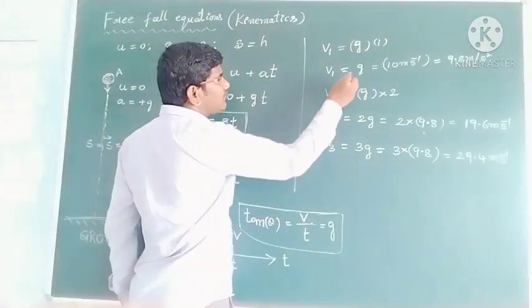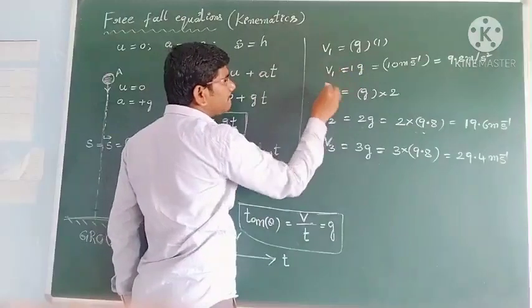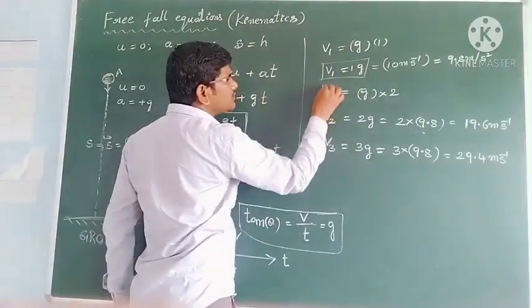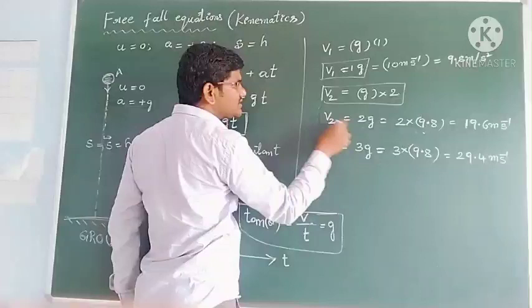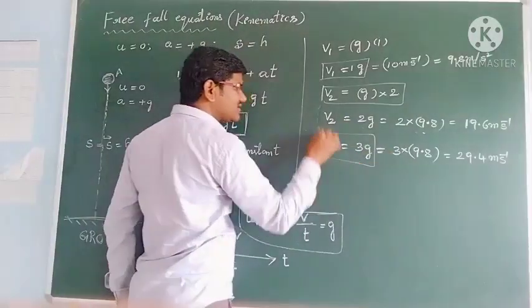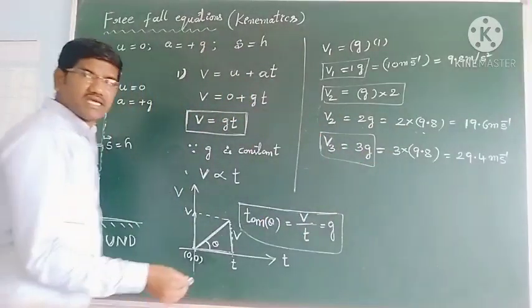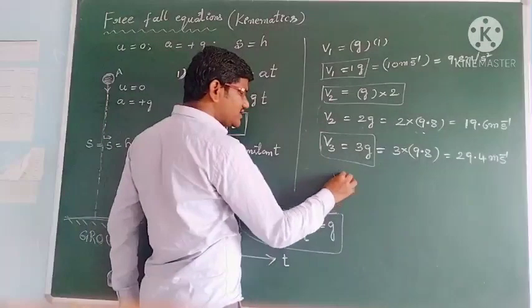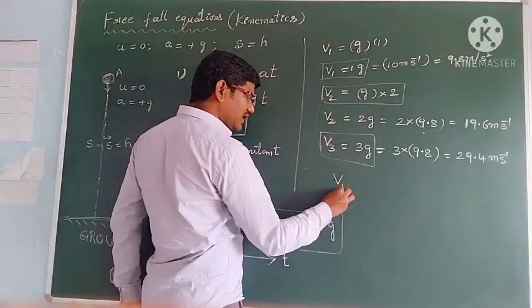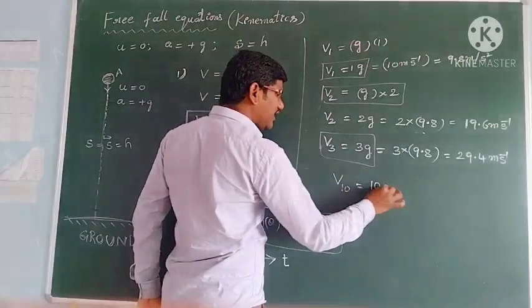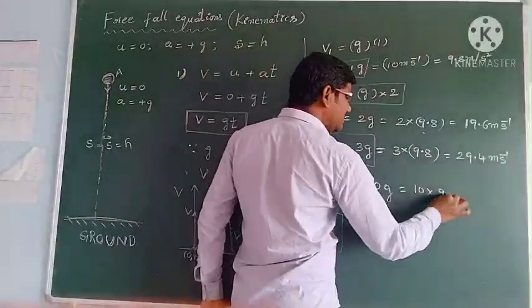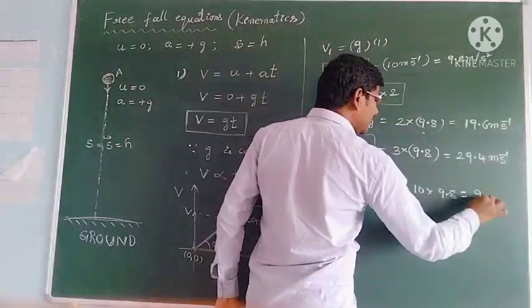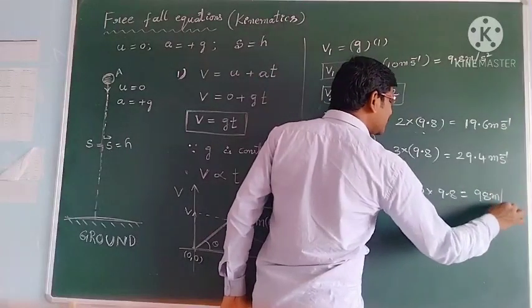See, velocity after 1 second, 1 into g. After 2 seconds, 2 into g. Velocity after 3 seconds, 3g. And similarly, velocity after 10 seconds, if I ask you, you have to write 10 into g. If g value is 9.8, you will get 98 meters per second.